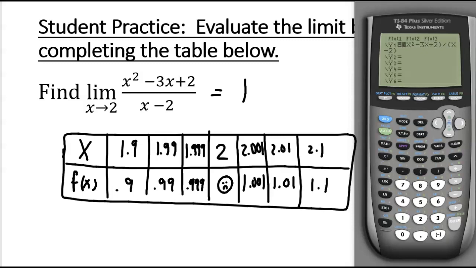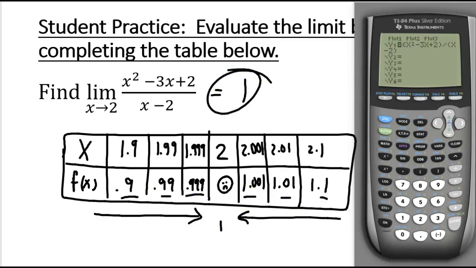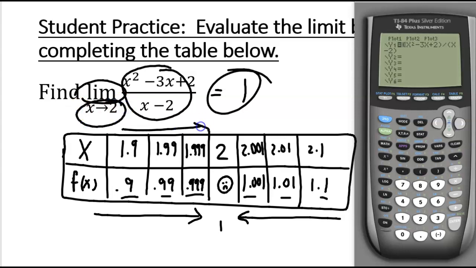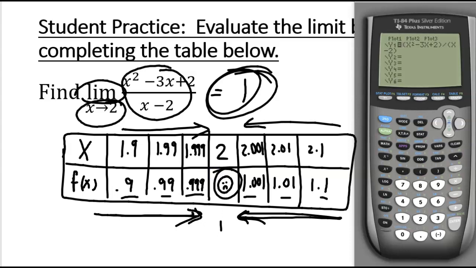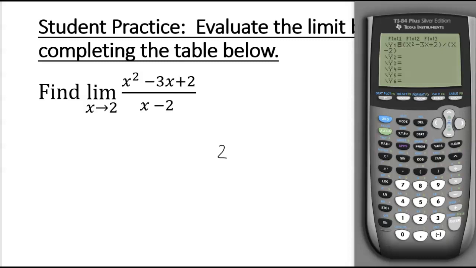And as you guys can see, whether we are approaching from the left or from the right, both y values seem to be getting closer and closer to 1 on either side. So the limit is 1, and your answer goes right there. So the limit of this function as x approaches 2 is 1, because the y values approach 1 from the left and right. Even though the function doesn't exist there, the function does have a limit. It is approaching a number at that point.